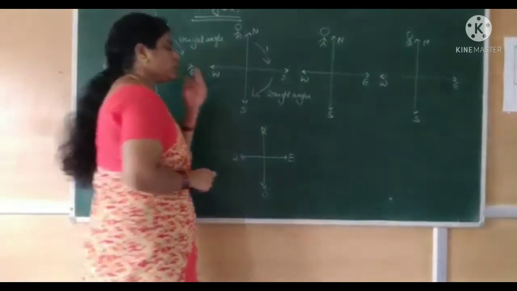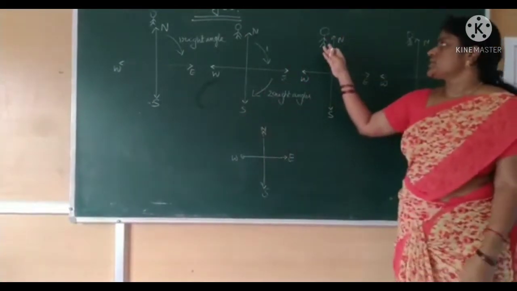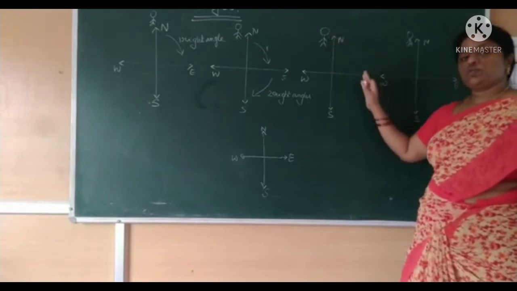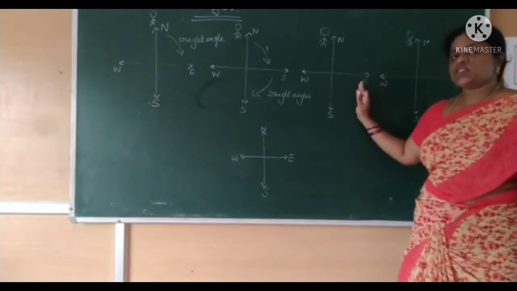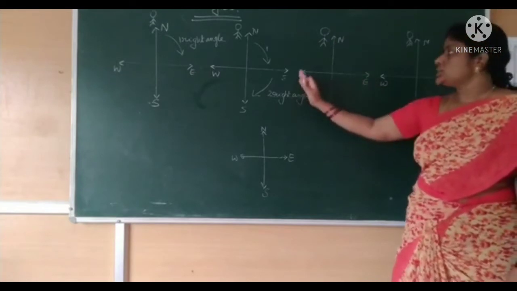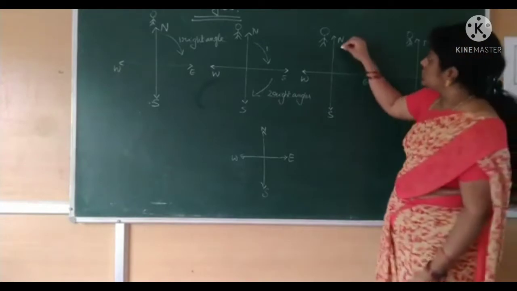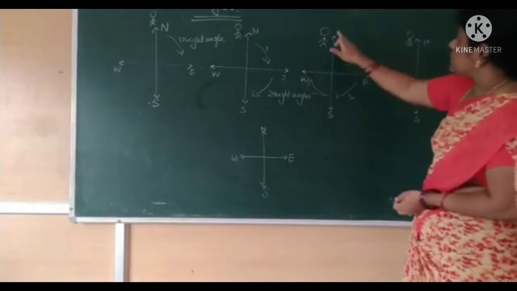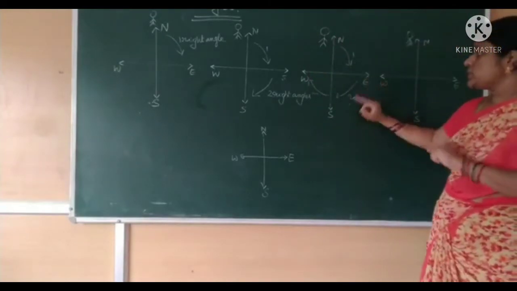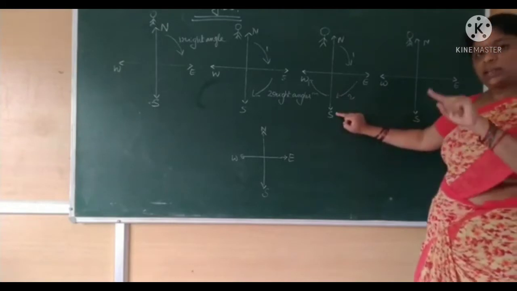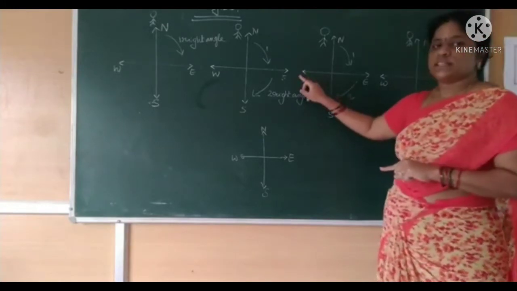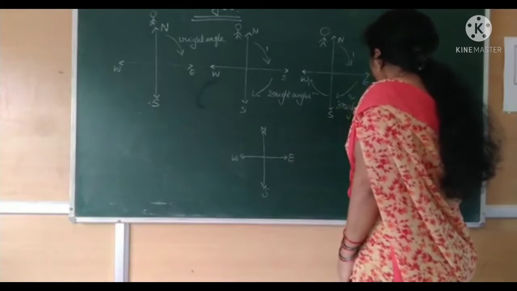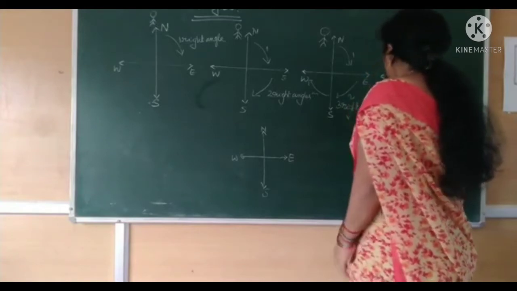Now here, the person is standing facing north, and turns clockwise to face east, then south, and then west. That means 3 times: 1, 2, 3. The person turns clockwise again to move to south, and again clockwise, moves to west. So how many right angles are formed? 3 right angles are formed.